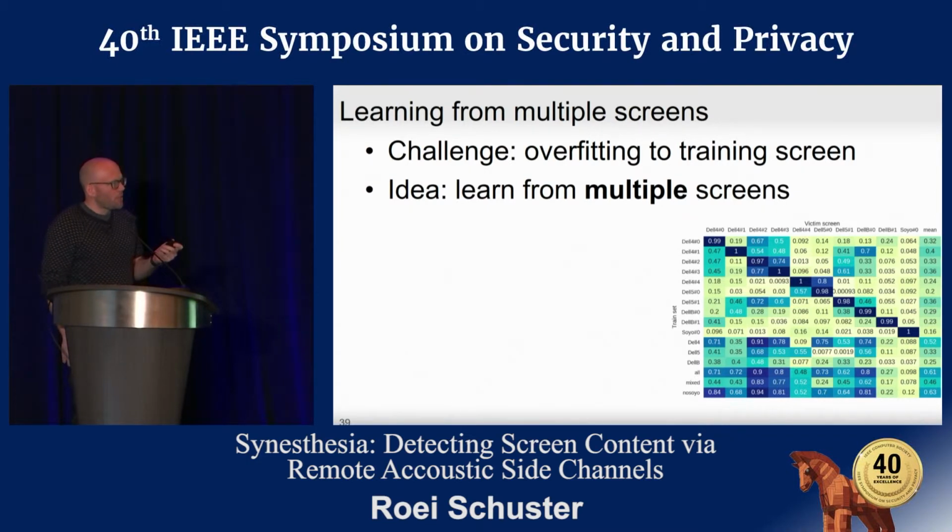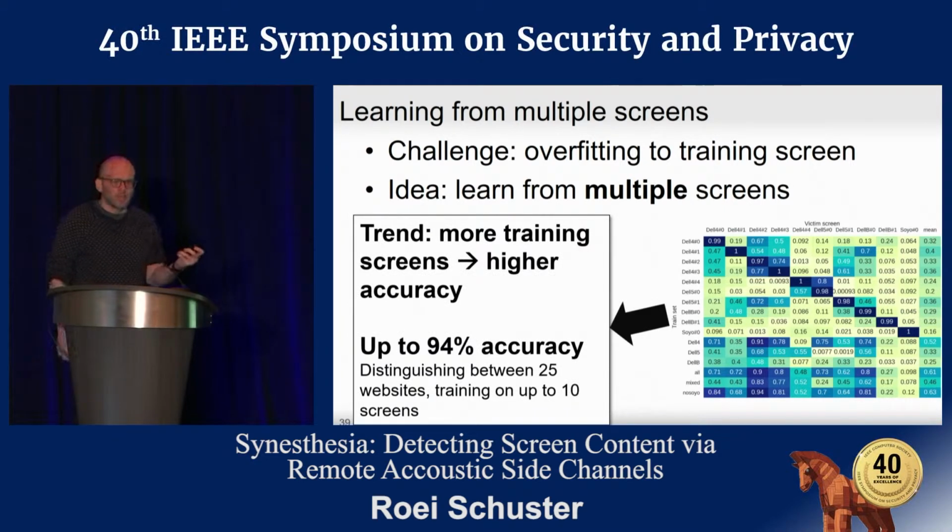So to eliminate this overfitting, what we did was we evaluated the methodology of just training with more screens. And we did a pretty extensive evaluation here, recorded with 10 screens, and took a bunch of informative subsets of them. And we found that the trend is that when you train with more screens, it does eliminate the overfitting. And if you train with a lot of screens, you might get accuracy that's comparable to training and testing on the same screen.